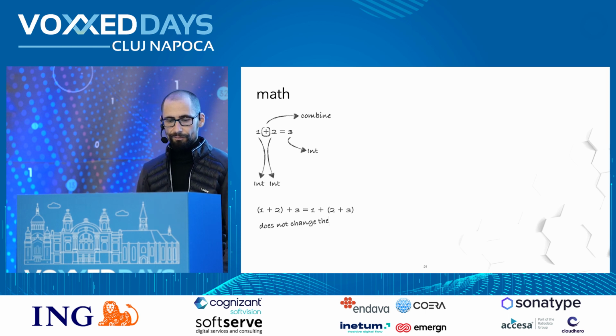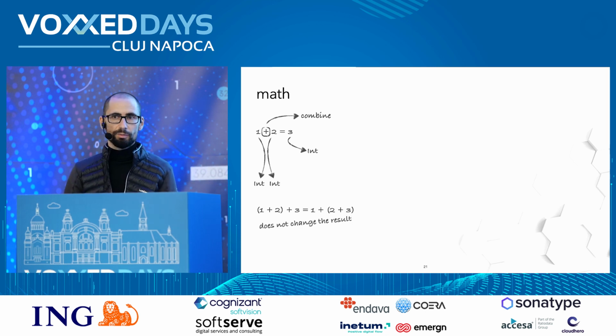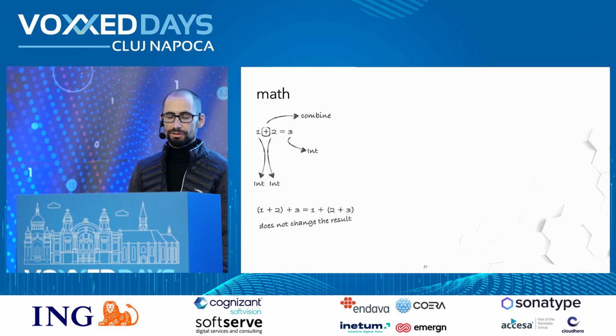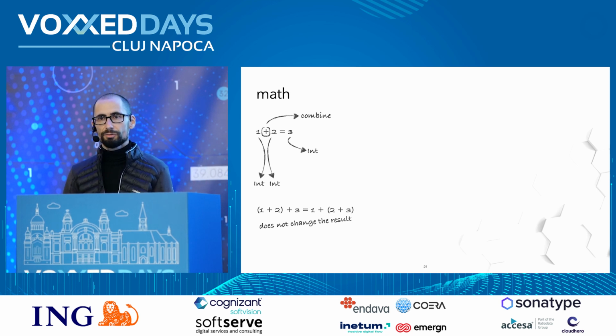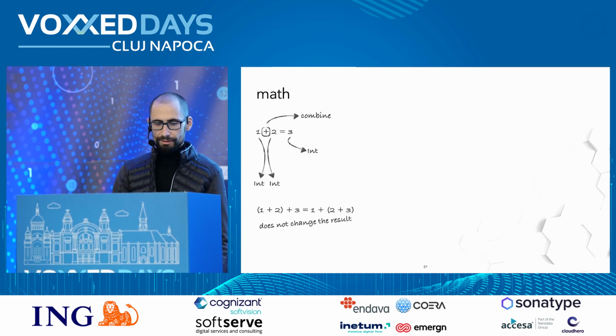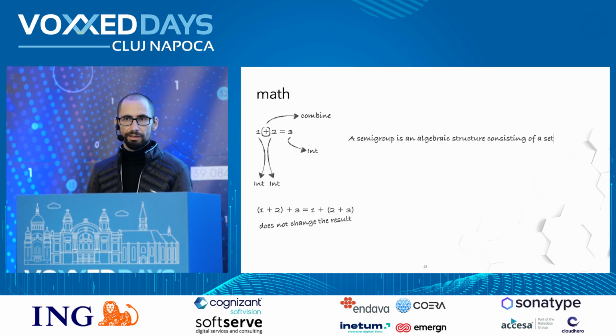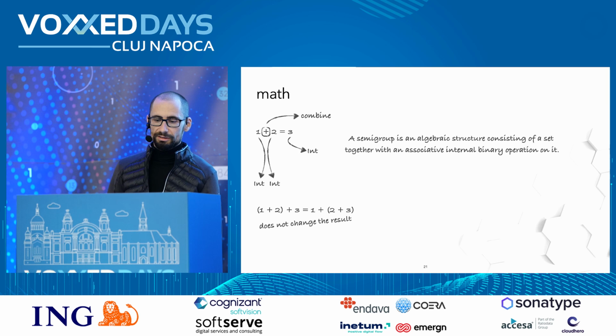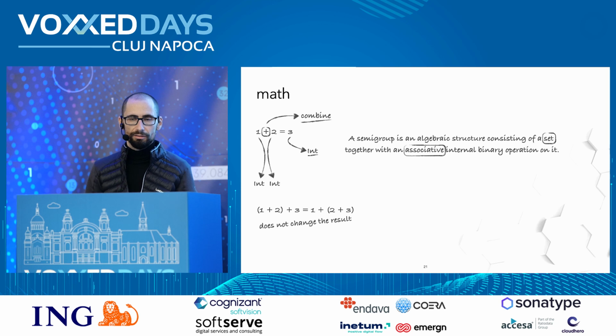Another thing I want you to take a look at is this other very simple mathematical expression, where we can see that if we change the parentheses in this particular case, it will not change the result. This is called associativity, and it is quite important in the case of a semigroup. So basically, a semigroup is just a structure that contains a set, in this case the Ints, and it also has some combine operation that has to be associative.